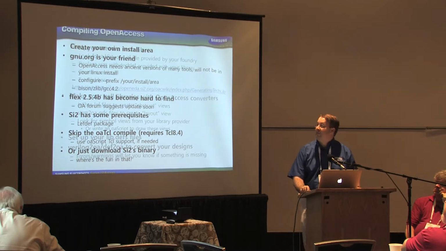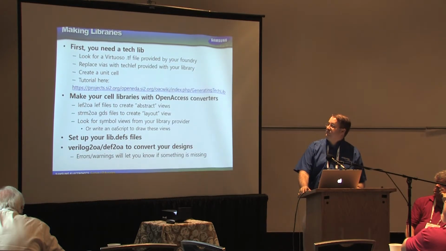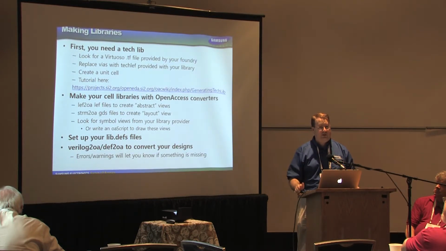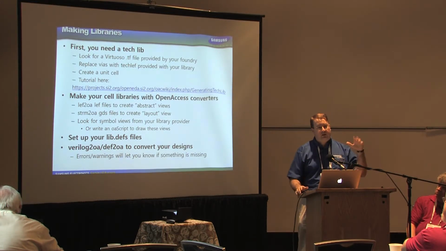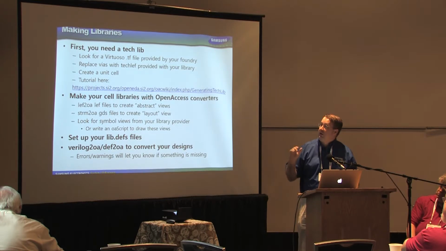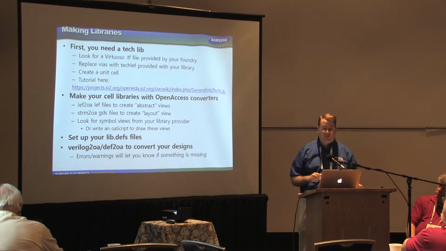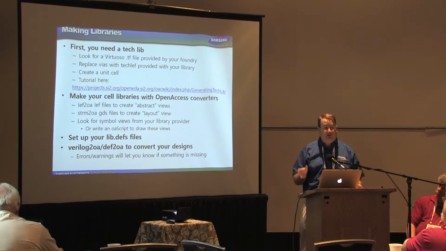So that was kind of the keys, and so you compile that, and then the OA script is very similar to the OA, except you just need to point to your OA source, deal with the small makefile. Once you have everything built, then you need to start making libraries. And the first thing you start with is the tech lib. So your Foundry usually provides a Virtuoso TF file for all the layout personnel to use. So you need to start with that.